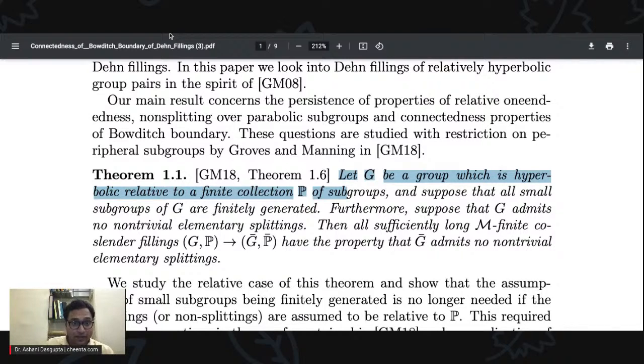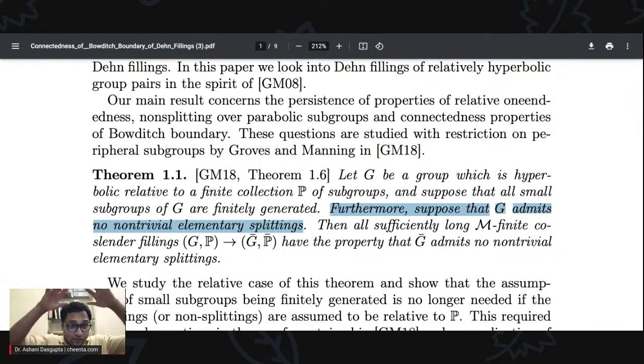Now what Groves and Manning show is that if you have a relatively hyperbolic group pair, and if the original group pair cannot be split, there is a certain kind of splitting that they are talking about. It's called elementary splitting. So they assume that there is no elementary splitting of the original group pair. If you don't know what an elementary splitting is, don't worry; for the moment, just think of it as a kind of factorization of the group.